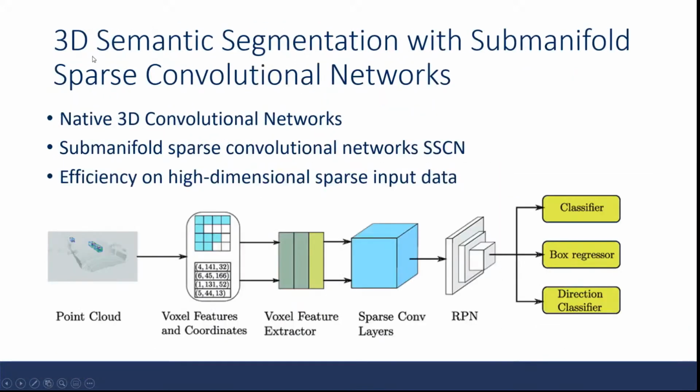Then Facebook Research proposed the submanifold sparse convolutional networks. It used a point cloud as the 3D representation, with voxel features and coordinates. It then used the sparse convolutional network, which is very efficient in memory usage.